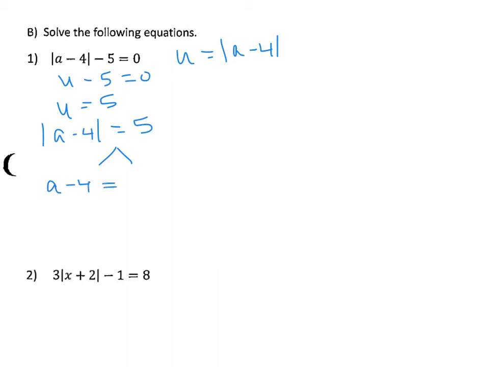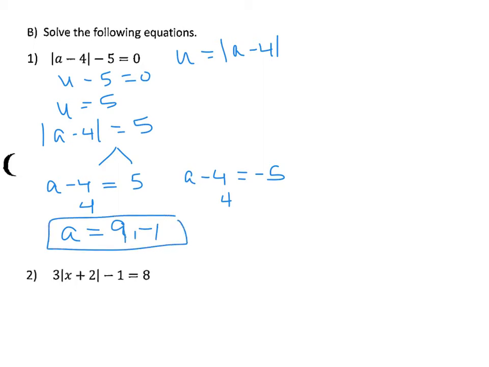So if you remember, the absolute value of a positive number or a negative number will always be positive. So the inside could be equal to 5, or the inside could be equal to negative 5. So we're going to solve each of these by adding 4, and I get 9 and negative 1. So we're going to check each of these answers.